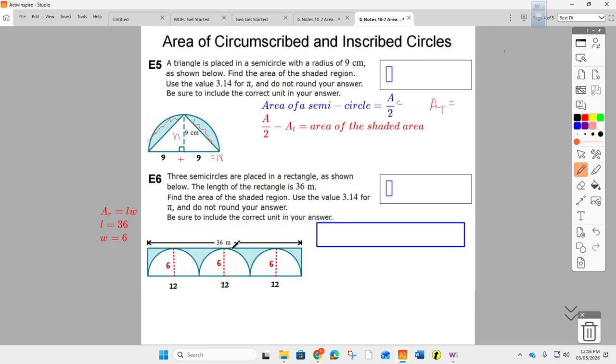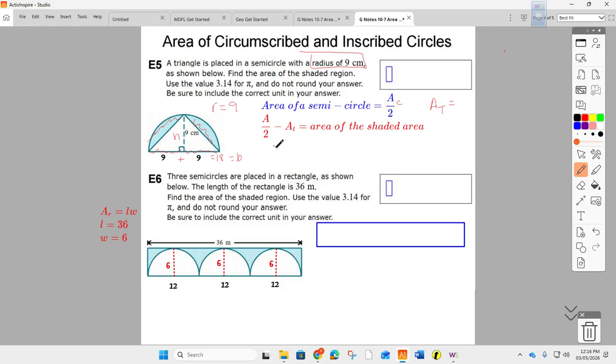Does that make sense? If they tell us this radius is 9, we have to know that this is also a radius of that semicircle. This is also a radius of that semicircle. Does that make sense, Swan? Okay, so now we know we have the base and the height of our triangle. So the radius, it tells us, is 9.